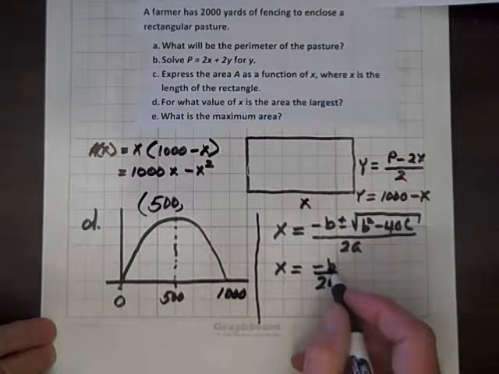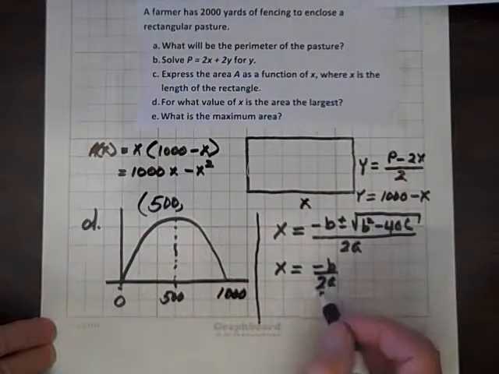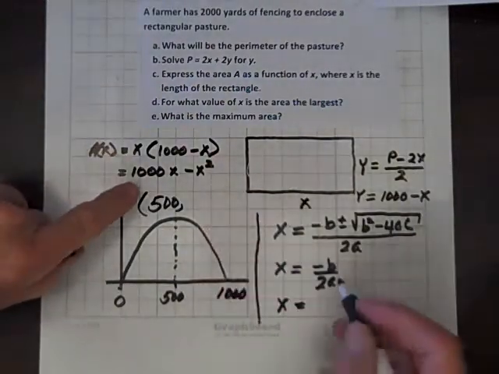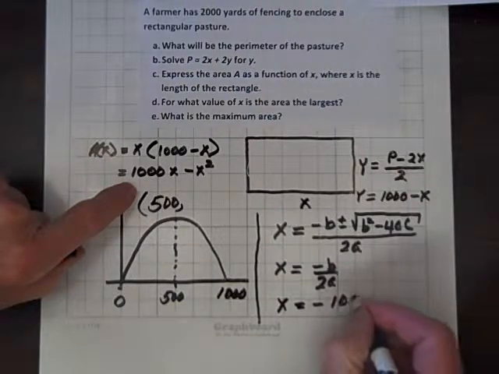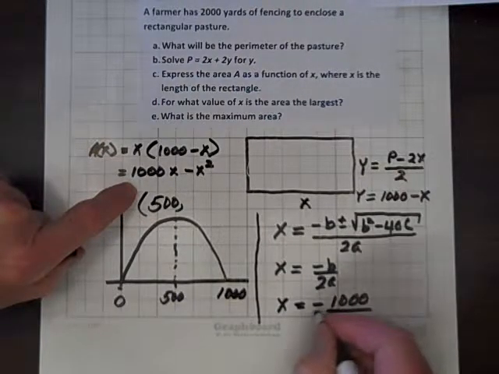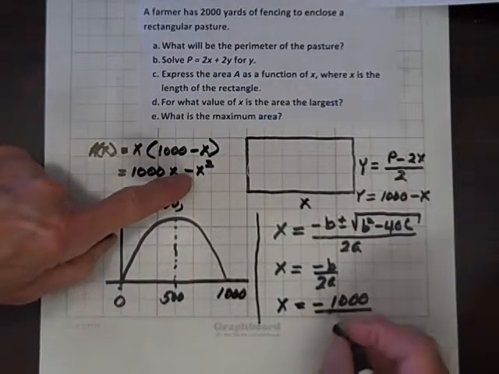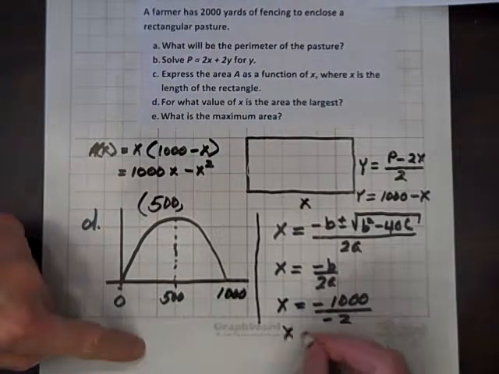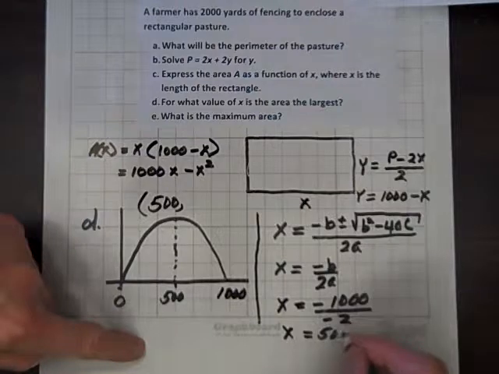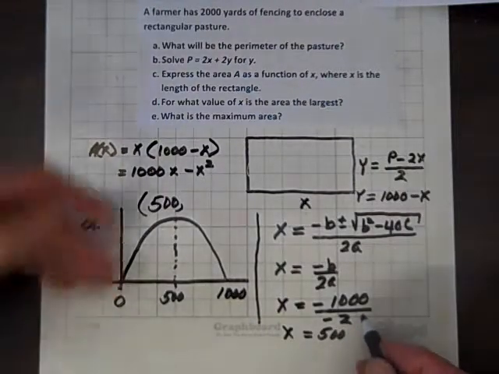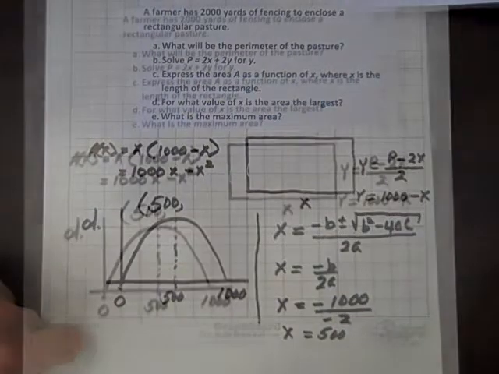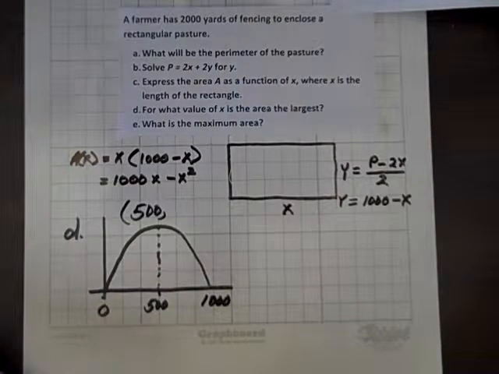So let's replace a and b with the appropriate values. x equals, and b in this case is 1,000, and a is -1. The coefficient on x squared is -1, over -2, and notice x then equals 500, which is the axis of symmetry. And we've found the value of x now that maximizes the area, and we've done that in a couple of ways. Our remaining objective is to find the maximum area.